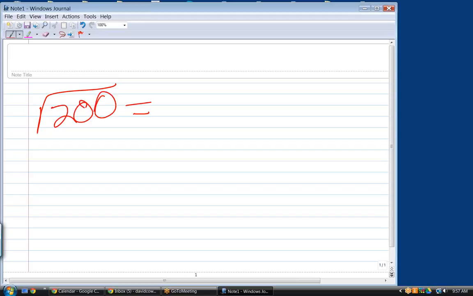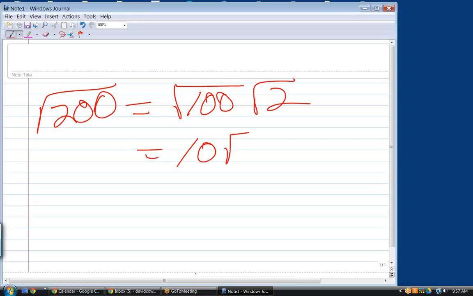So how would I reduce that? 10 times 20. If I do this, I've factored it. No doubt about it that 10 times 20 is 200. The problem is neither one of these numbers is a perfect square number. Can you factor it into two numbers where one of them is a perfect square number? 100 times 2. There you go. That's what I'm looking for, because now that immediately becomes 10 root 2.